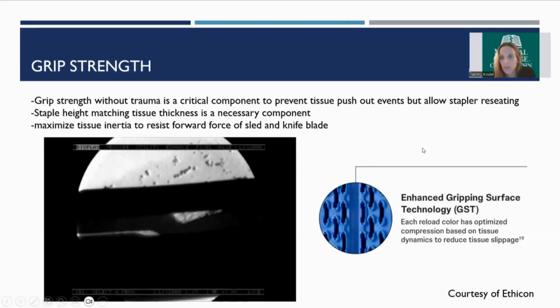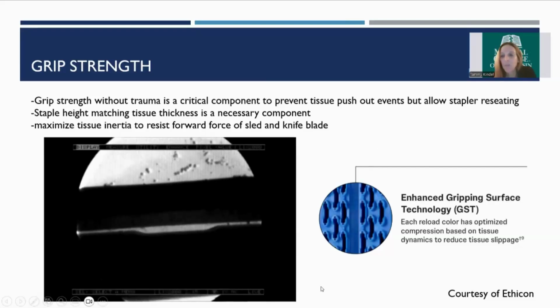Ethicon has introduced what they're calling GST, Enhanced Gripping Surface Technology, again trying to maximize inertia of the tissue so that as the sled pushes the staples forward, followed by the knife blade, you have stability of the tissue within the stapling device.